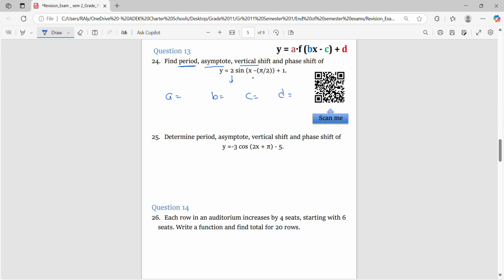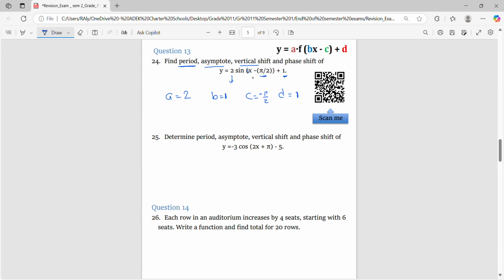A here is 2, B is the coefficient of x, which is here 1, C is the constant inside the bracket, which is minus pi over 2. Lastly, the constant in the function, which is 1. This is D.